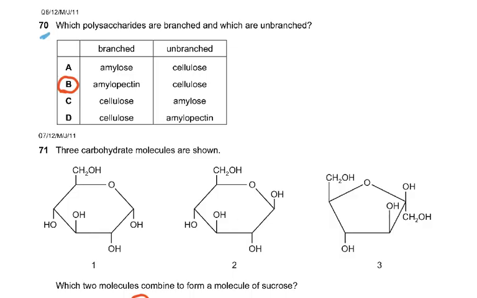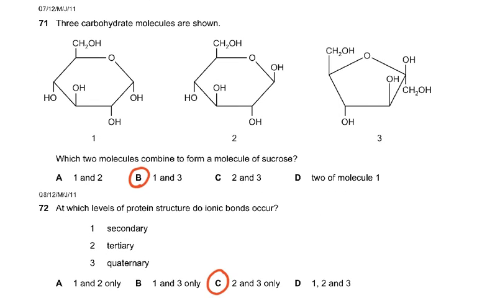Then question 70, which polysaccharides are branched and which are unbranched? So amylopectin is branched, glycogen is branched, cellulose is not branched. So the only answer was this. Then 71, three carbohydrate molecules are shown. Which two molecules combine to form a molecule of sucrose? So it is 1 and 3.